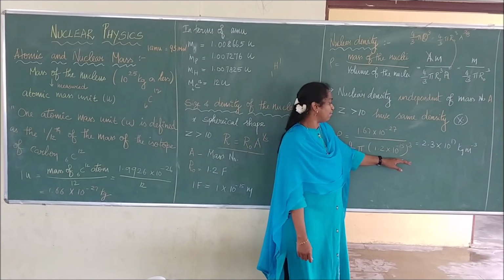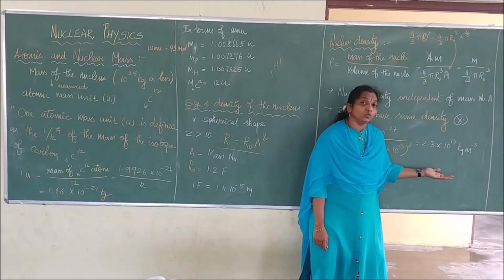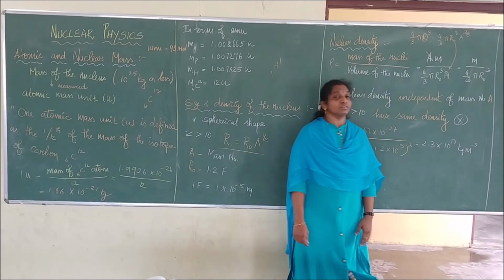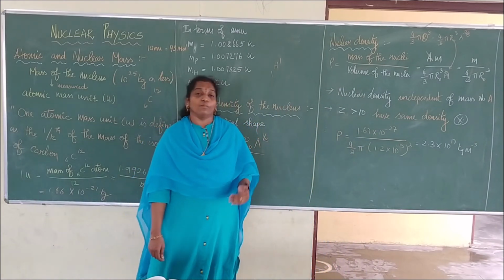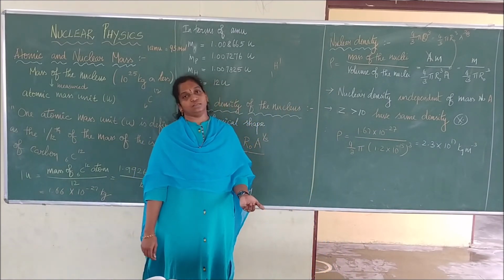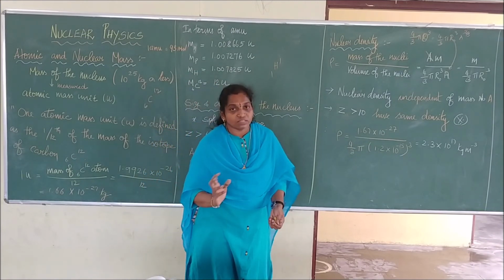What is Fermi? It takes the value of 10 to the power minus 15. If we substitute, the density has been found to be equal to 2.3 into 10 to the power 17 kilogram per meter cube. So that is a standard value for most of the elements present in your periodic table. Is it clear? Right.